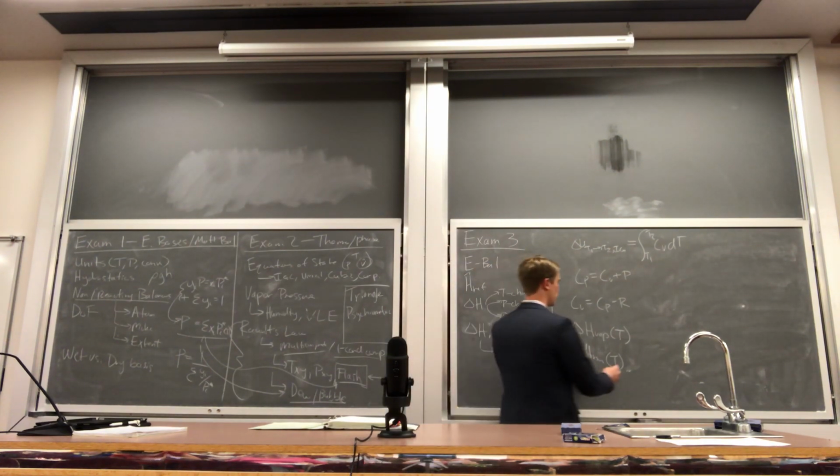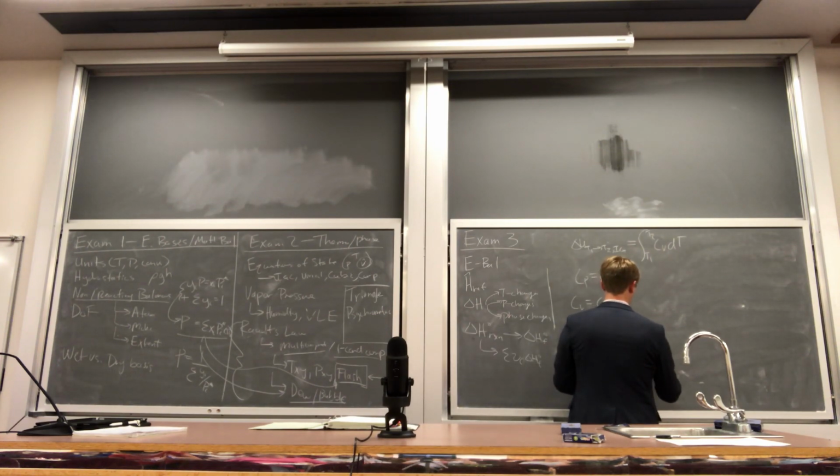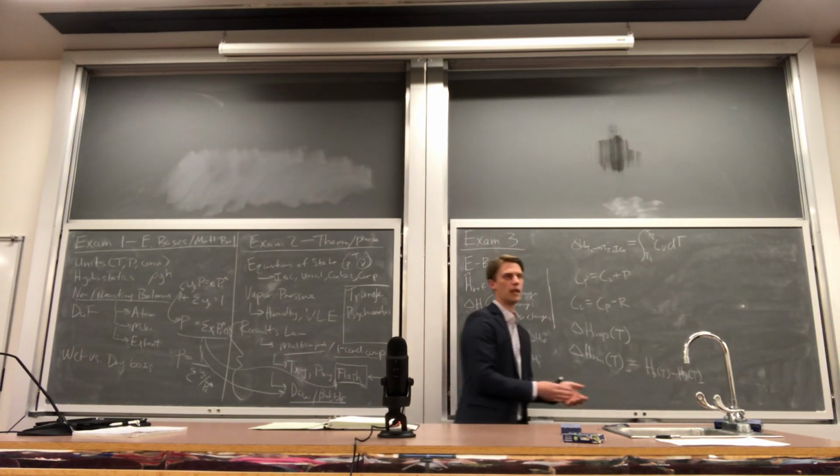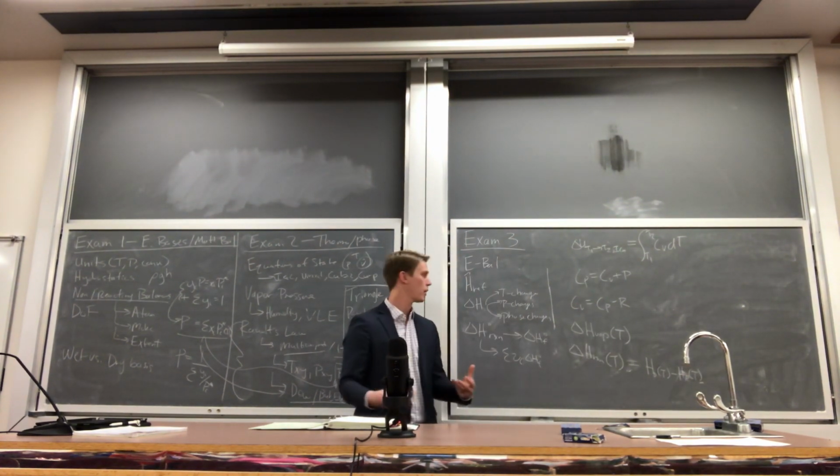Right, so the heat of reaction as a function of temperature is the enthalpy of the products as a function of temperature minus the enthalpy of the reactants. Well, this could be a function of temperature, pressure, phase, whatever the case is. Right? That's the delta H of reaction.